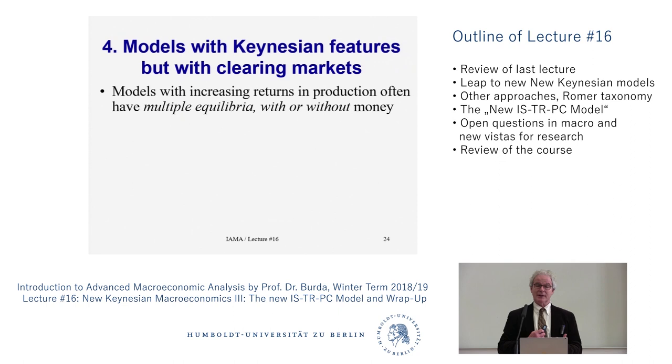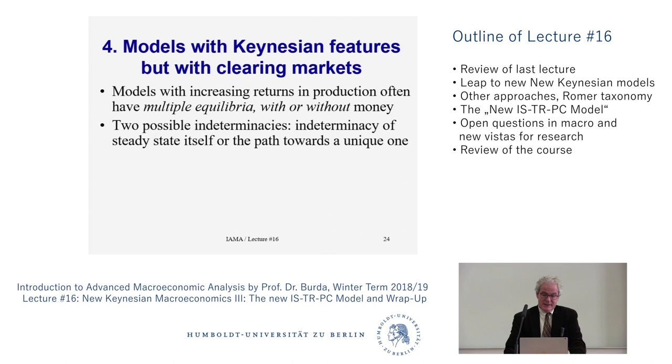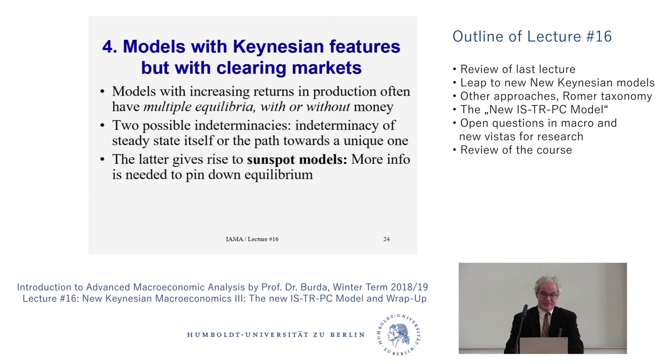There are possible indeterminacies that we don't want to talk about, which is you might have several steady states. We'll just talk about the path. A certain class of models with increasing returns to scale in production actually have sunspot models. So you need this extra shock, this extra selection mechanism, to choose the equilibrium path. This would give us exactly what we want. We have to decide now, how does the economy organize its expectations to choose one equilibrium path over the other?